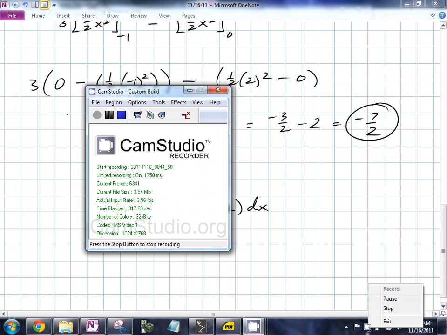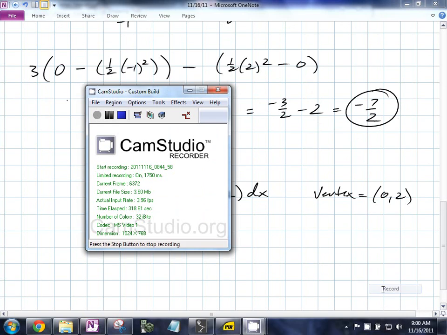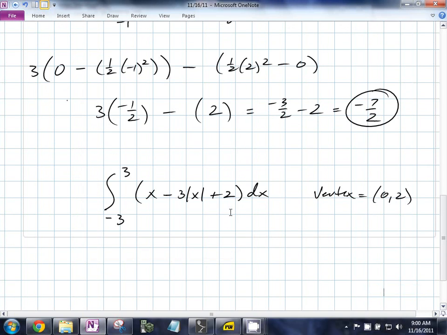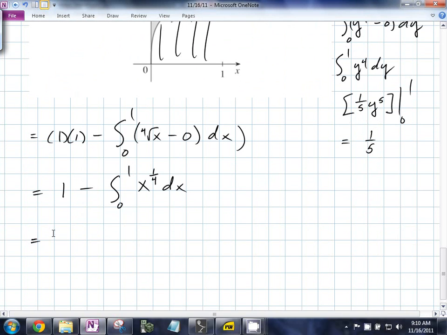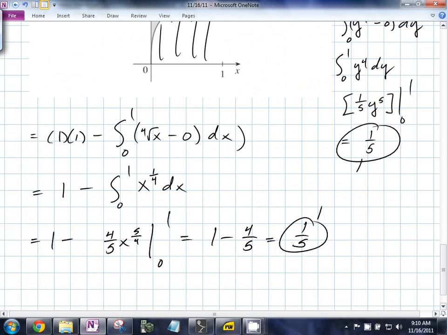So on this one, since the vertex is (0, 2), set up the integral for this one right here. Don't evaluate it, just set it up. Okay, so now when we do this, what does it become? 4/5 x to the 5/4, from 0 to 1, so that's 1 minus 4/5, which is 1/5. So did we get the same thing? Yeah. Overall, though, in terms of paths, which one was easier?